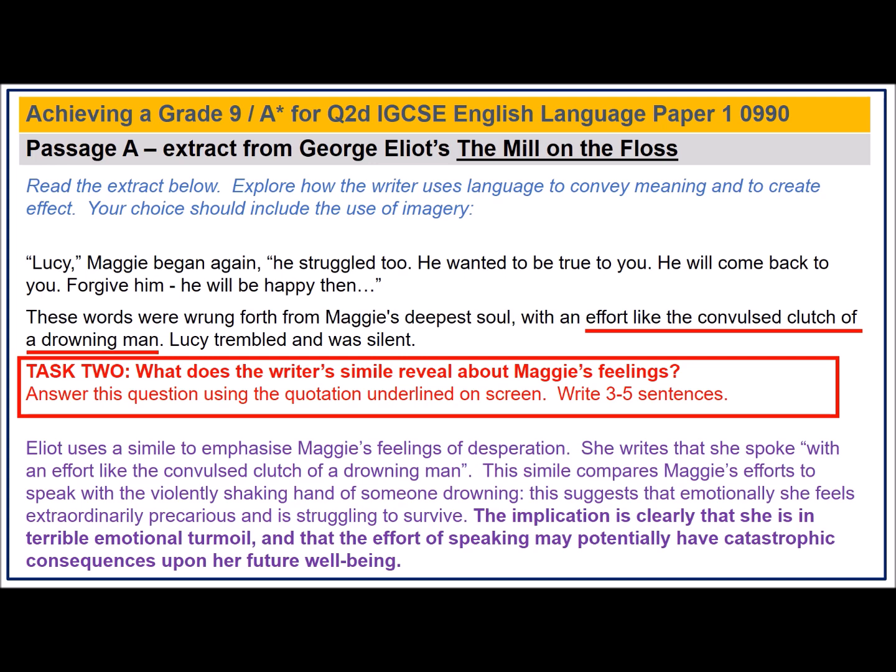I develop my answer further by writing, the implication is clearly that she is in terrible emotional turmoil and that the effort of speaking may potentially have catastrophic consequences upon her future well-being. Just as someone drowning is likely to be irreparably changed following the ordeal, they will be either dead or have a clear sense of the vulnerability of their mortality, so Maggie is likely to be similarly scarred.